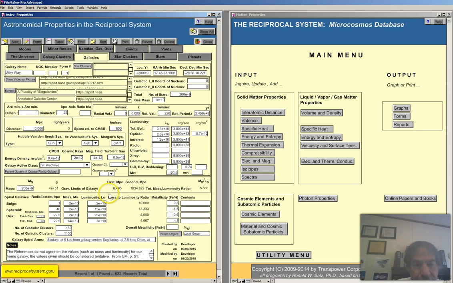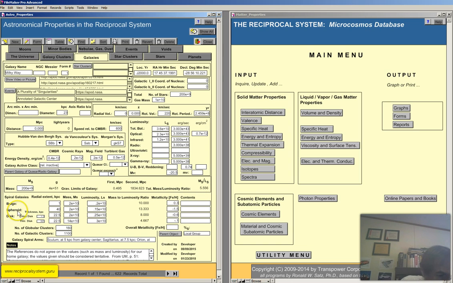The gravitational limits of the galaxy. The first gravitational limit, in megaparsecs, is 0.495 megaparsecs. Within that gravitational limit, mass goes inward toward the center of the galaxy. Outside of it, it moves outward with the space-time progression, with gravitation subtracting from that. The second gravitational limit, in megaparsecs, is 1834.623. That's the distance at which another object would be moving away from us at the speed of light. And so the total mass to luminosity ratio is 5.556.